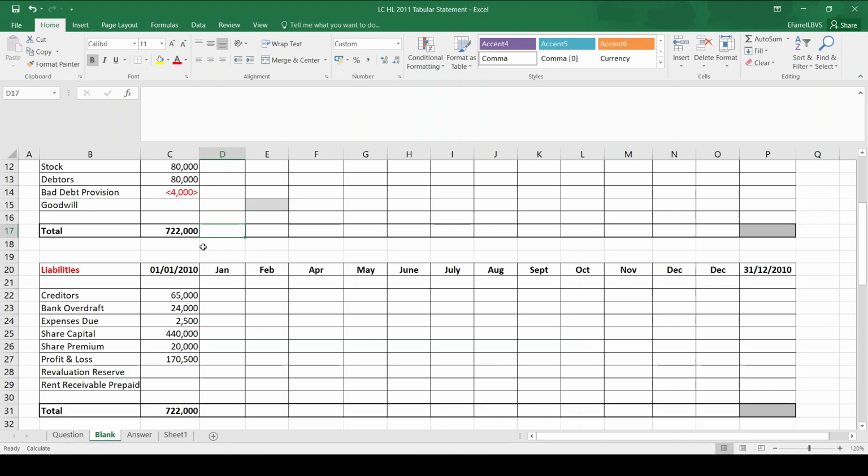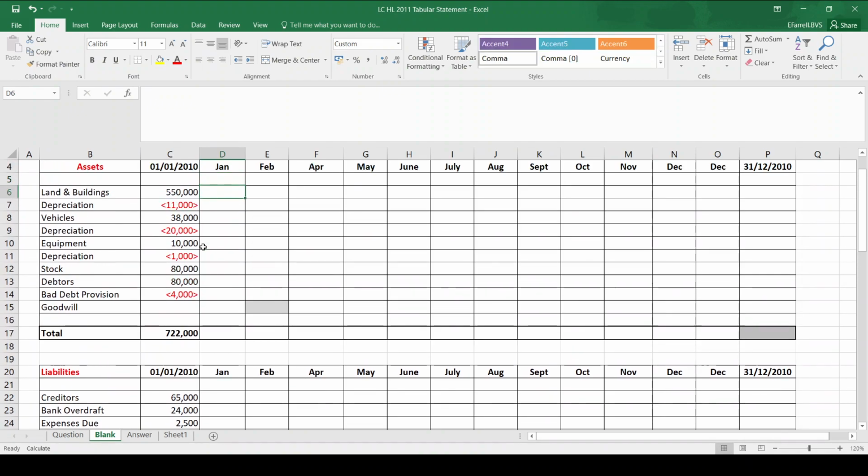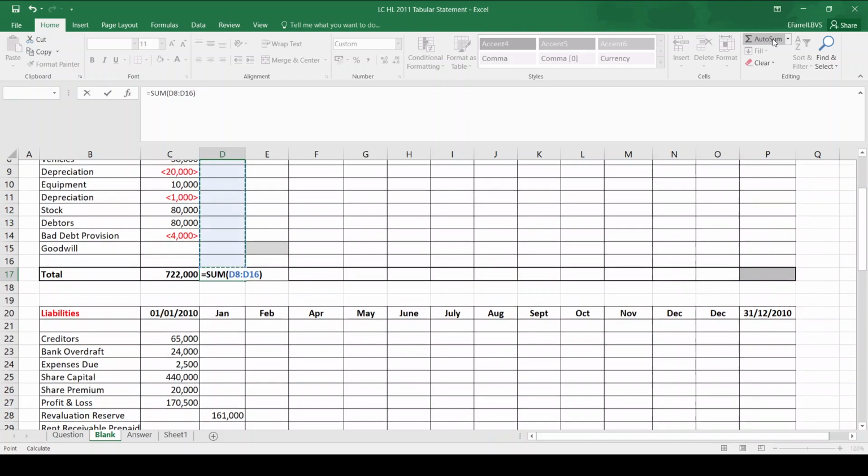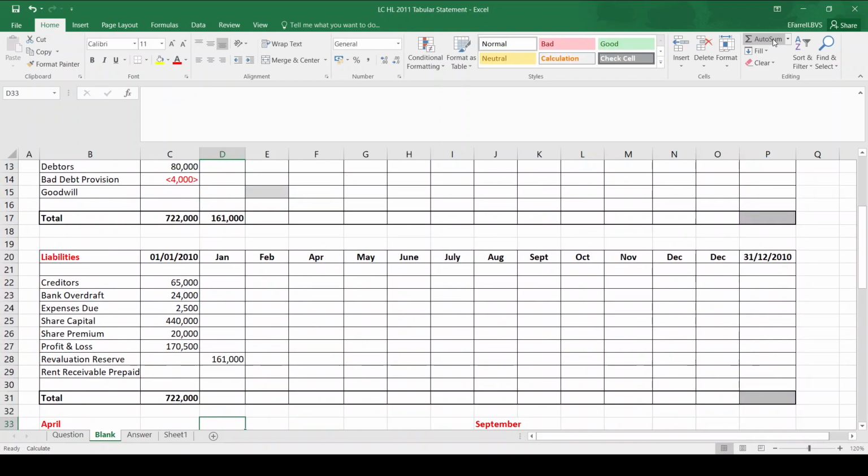At the moment, land and buildings are 550. So to get from 550 to 700, I have to add in another 150,000. When you revalue land and buildings, you take out the depreciation. The depreciation here is a minus 11,000. So to cancel it, I put in a plus 11,000. And then the total of those, the 150 and 11, the 161 goes down below in the revaluation reserve. And again, I'm going to total my assets here in January. They now come to 161,000, and I'm going to total my liabilities in January, and they also now come to 161,000.